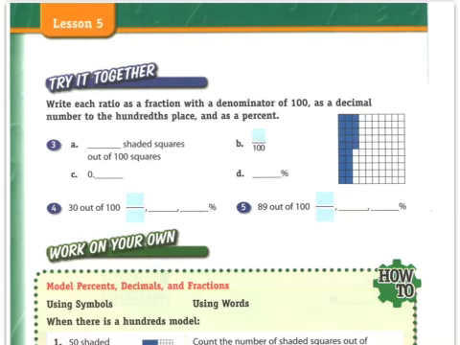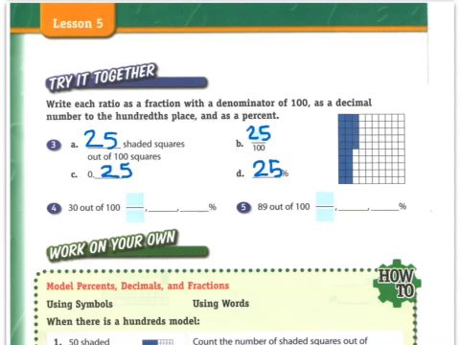In number 3, write each ratio as a fraction with a denominator of 100, as a decimal number to the hundredths place, and as a percent. Look at the hundreds grid on the right for part number 3. How many squares out of the hundreds grid are shaded? We have 10, 20, 21, 22, 23, 24, 25. So 25 out of 100 squares are shaded. As a fraction, that's 25 hundredths, decimal, 0.25, and as a percent, it's 25%.